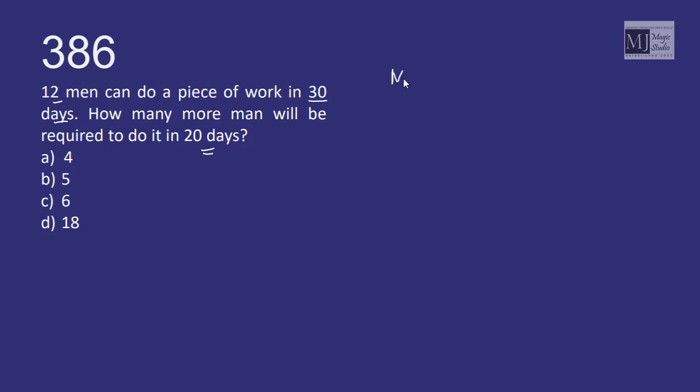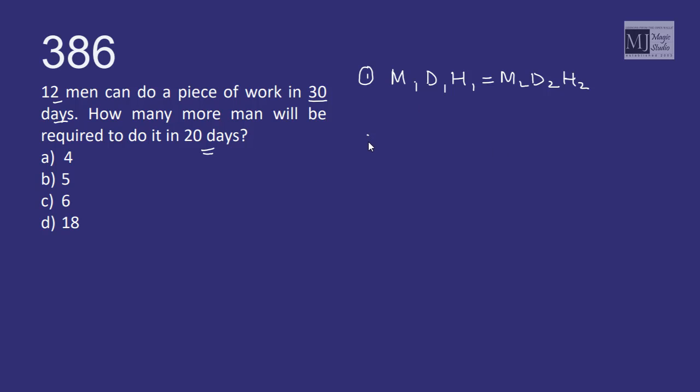When we have men, time, let me write time in the way of days and hours. So the relationship between men and time is simply given by the MDH masala formula. Famous MDH formula: M1 D1 H1 equals M2 D2 H2, where D and H are symbols used for time. D stands for days, H stands for hours.